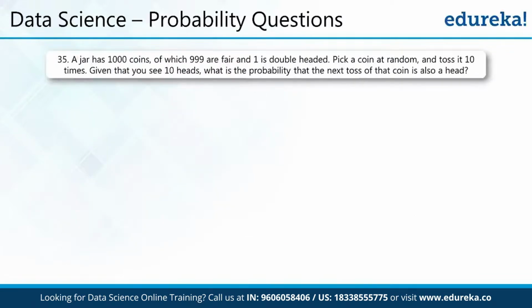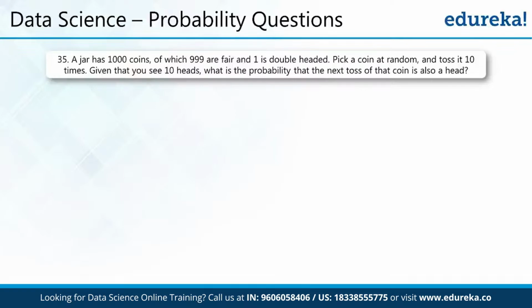So let's take up this question here, which says the jar has 1000 coins, of which 999 coins are fair, right? Which means there is one head and one tail, and there is one coin which is tampered with, and both the sides of that coin are head. We need to now pick a coin at random from this jar and toss it 10 times, right? So given that we have already seen 10 heads in those 10 tosses, what is the probability that the next toss of the coin is also going to be a head? We are given a statement here that 10 heads are already seen. What is the probability that the 11th toss would be a head?